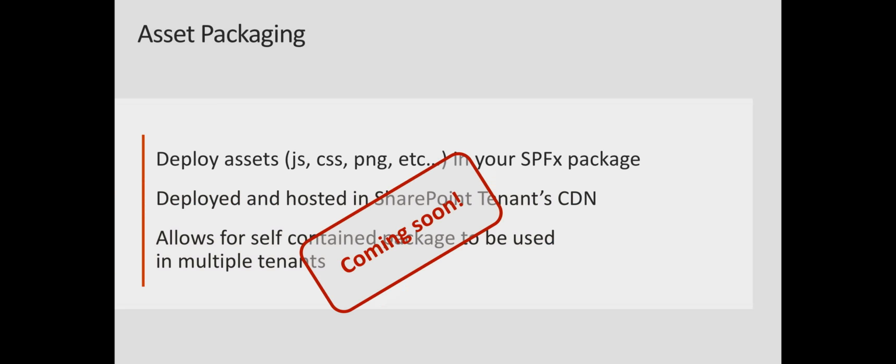What the asset packaging is going to do is give us the ability to include our assets for our components, the JavaScript, the manifest, CSS. All of that is going to be included inside of our SharePoint package that we're going to deploy to SharePoint. And if we have the Office 365 CDN configured in our tenant, then it'll automatically deploy the files to the tenant CDN for us. So we won't have to worry about that extra step of deploying all of our different assets.